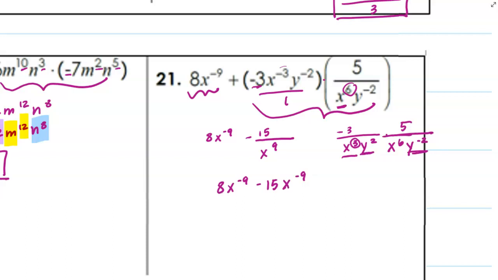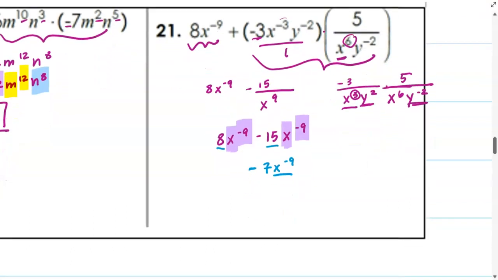So yes, are they the same? We have an x and an x, negative 9, negative 9. So we know we could take that coefficient and add the two. 8 minus 15 is going to be a negative, oh goodness, is it 7? X to the negative 9. We can't have any negative exponents, so that's going to go down to the denominator. So negative 7 x to the 9th is your answer. Good job, guys.